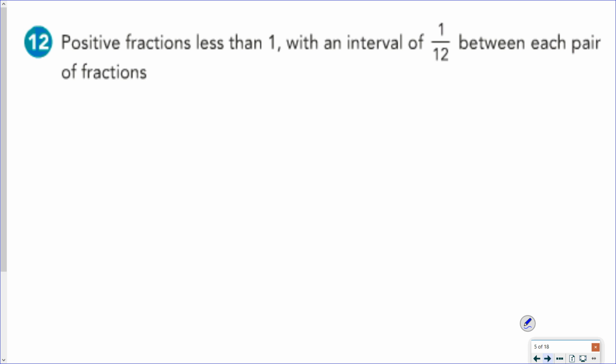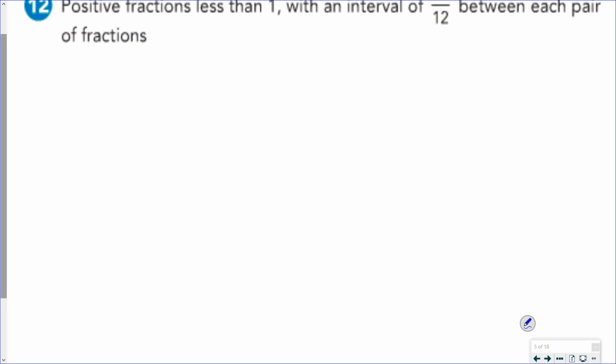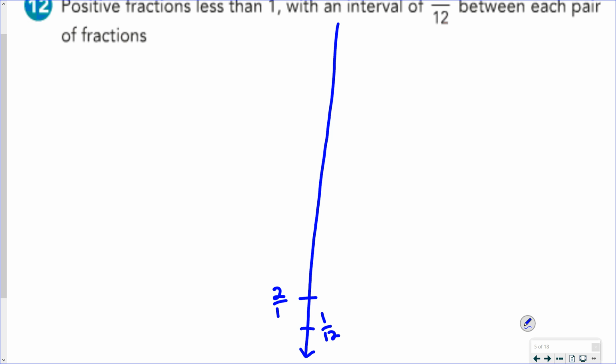Positive fractions less than 1 with an interval of 1/12 between each pair. So again, I'm going to scroll down just a little bit, give myself a little bit more room. I'm going to start down here at the bottom, extend up, and I would have 1/12. And then if you want to give yourself a little bit more room, you can put values going alternating sides. Writing fractions takes up some space, so if I alternate sides, I can actually put these closer together.